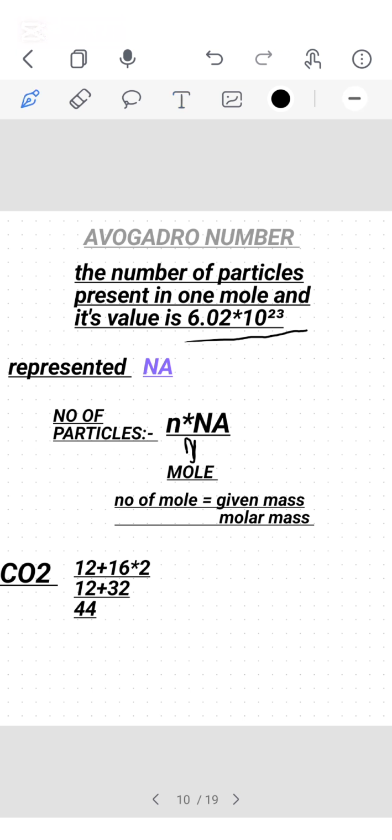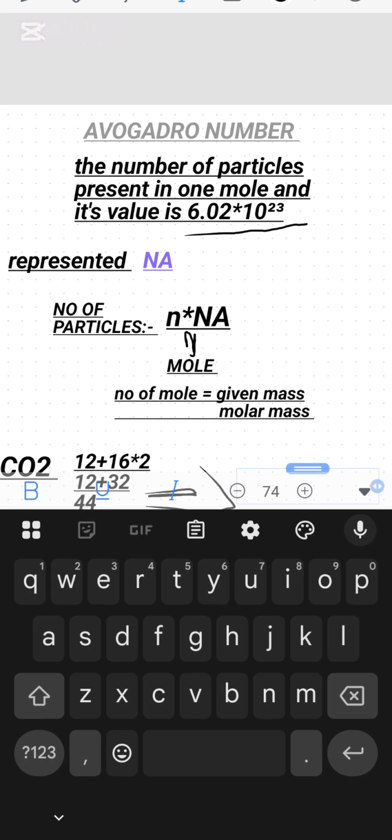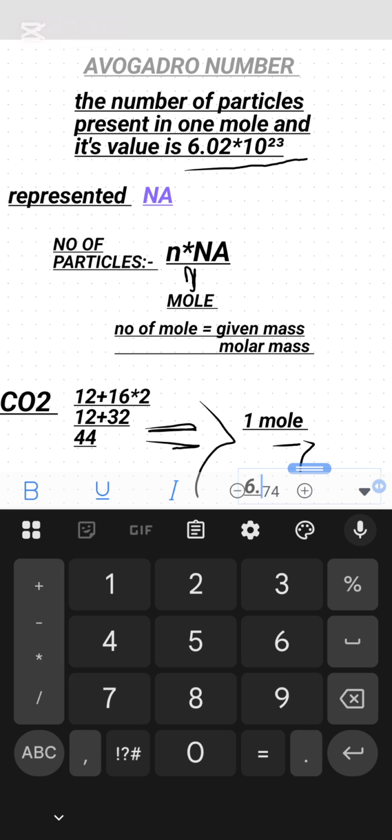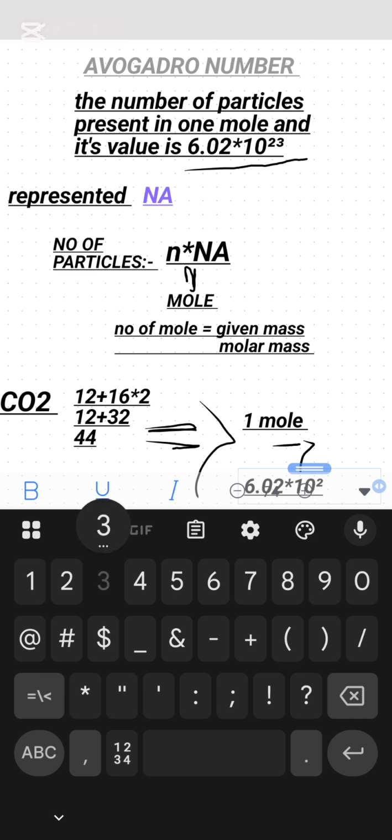That is equal to 1 mole. As we discussed, the atomic mass is equal to 1 mole. If we divide that atomic mass by 0.5, then the mole will also become 0.5. Now that 1 mole value is 6.02 multiplied by 10 to the power 23, like that.